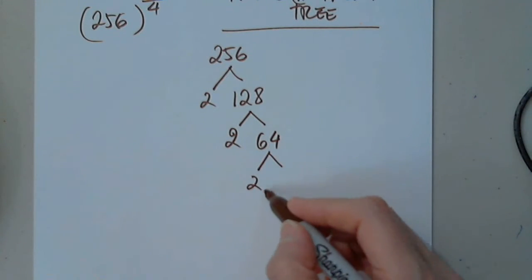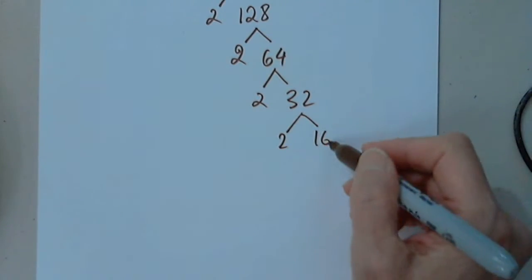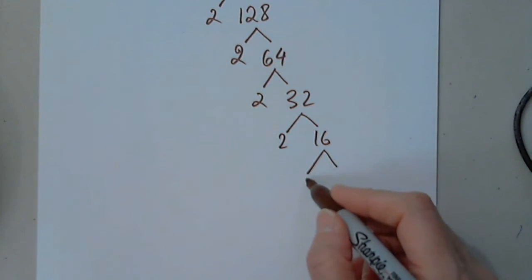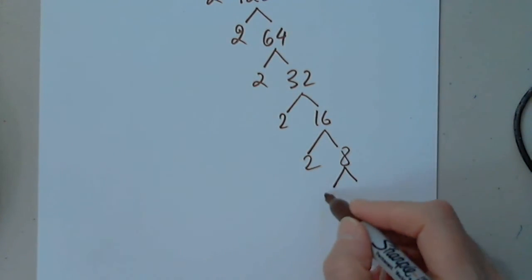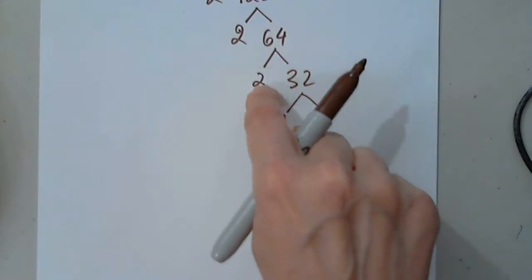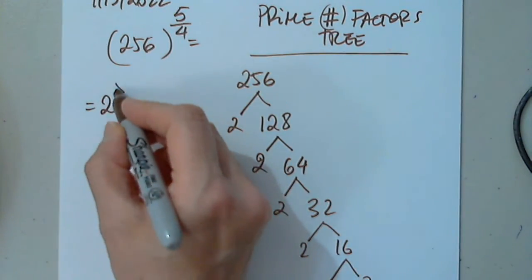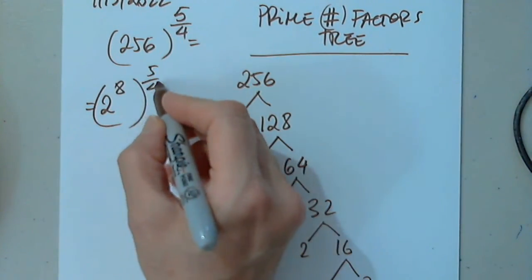It ends in 4, 2 again, 32. It ends in an even number, 2, 16. It ends in an even digit, so 2 and 8. It's 2 and 4 and 2 and 2. 1, 2, 3, 4, 5, 6, 7, 8. So this is 2 to the 8th, everything to 5/4.